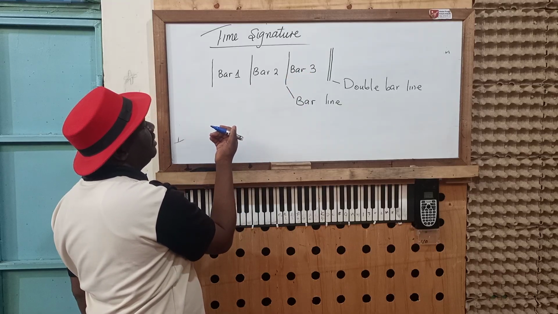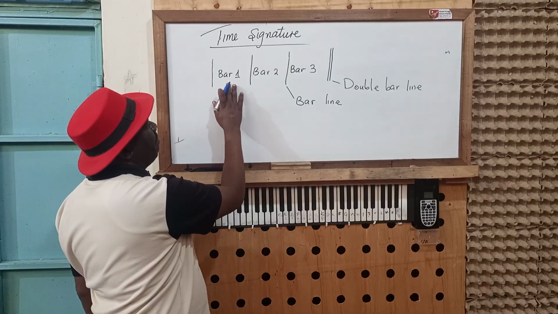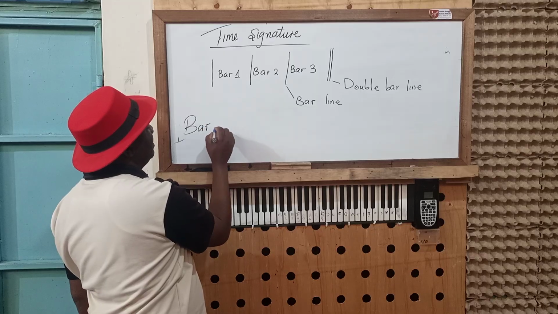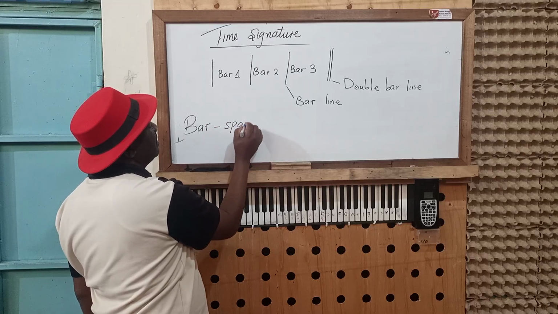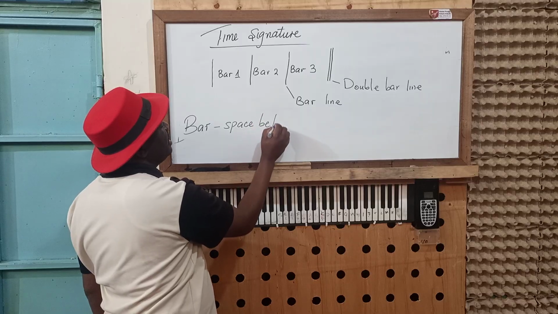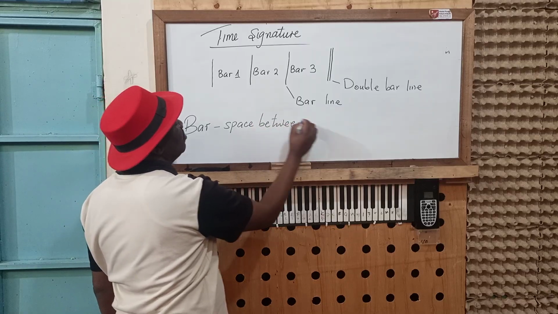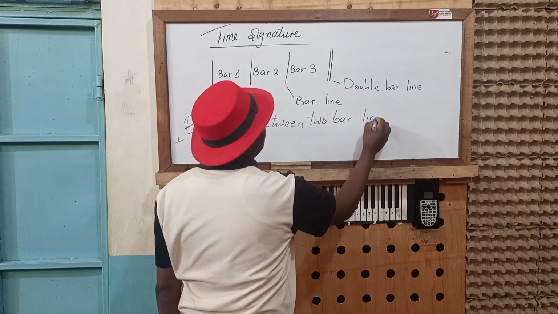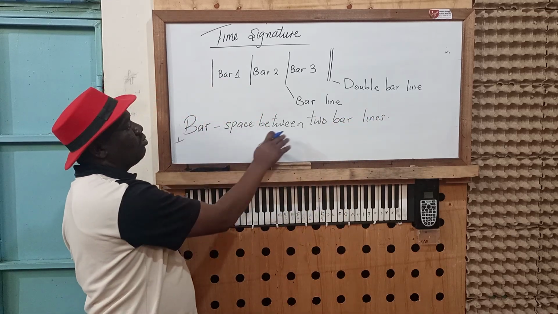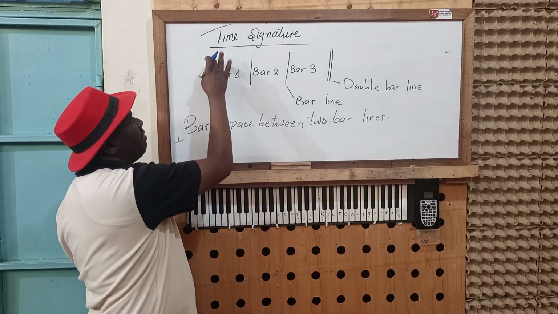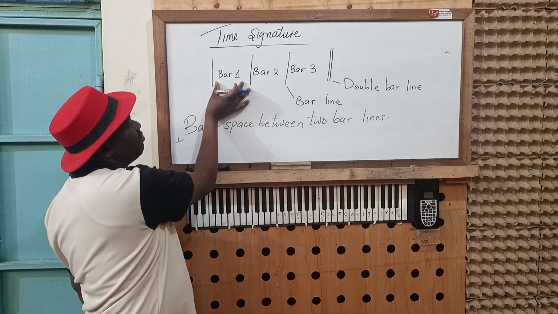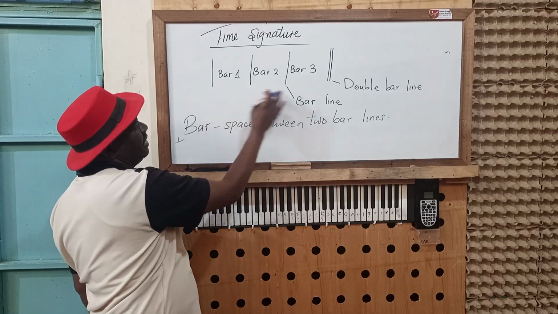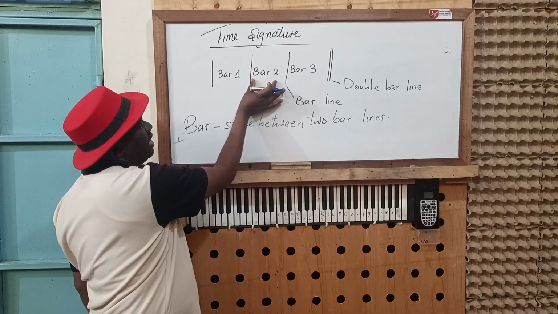Now, I can add another definition of a bar as the space between two bar lines. So this is a bar line and this is a bar line. This space in between is what we call a bar. A bar line and a bar line. This is also a bar.